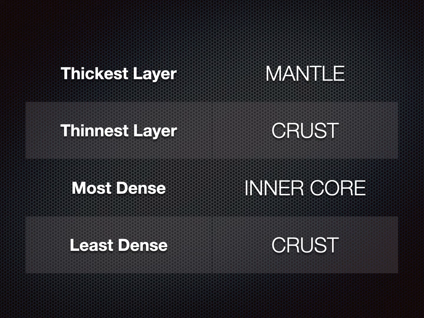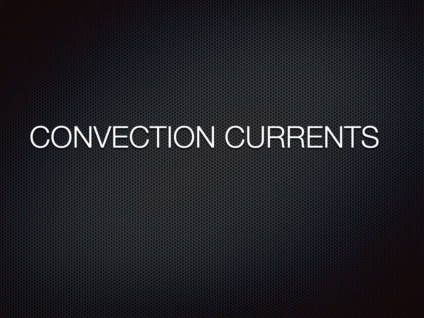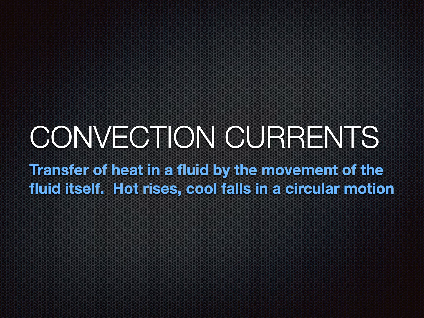Okay. And then we're going to get into a thing called convection currents, and I'll draw more of these. But by definition, convection currents are a transfer of heat in a fluid by the movement of the fluid itself. It can also be in air. And hot rises, cool falls in a circular motion. I talked about fluid in this because both of the currents inside the layers of the Earth deal with fluids. They don't deal with air.